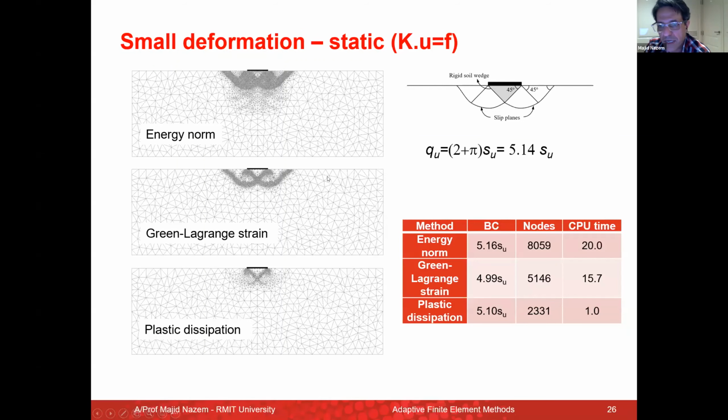Based on each error estimator, we could work out the bearing capacity, so you can see the obtained answers and the number of nodes at the end of the analysis, how many nodes we ended up having. Also the CPU time, a normalized CPU time of each analysis. And of course, for this case, as you can see, plastic dissipation outperforms the other 2.